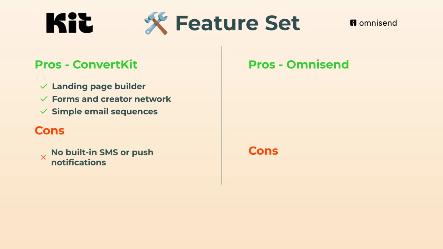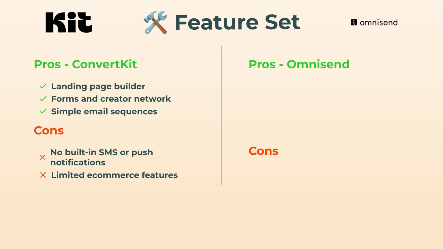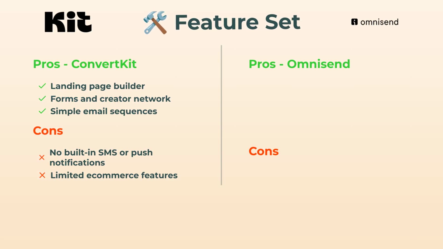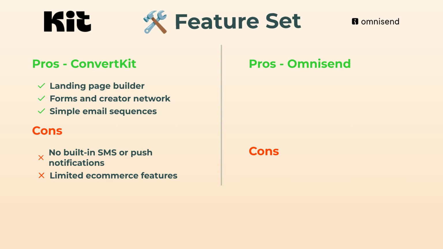Feature set. Oh, this gets interesting. So ConvertKit, you get a landing page builder, embeddable forms, and a neat creator network for boosting your list. Email sequences? Totally doable. But here's the kicker. No SMS, no push. And if you're in e-commerce, it feels a bit thin.